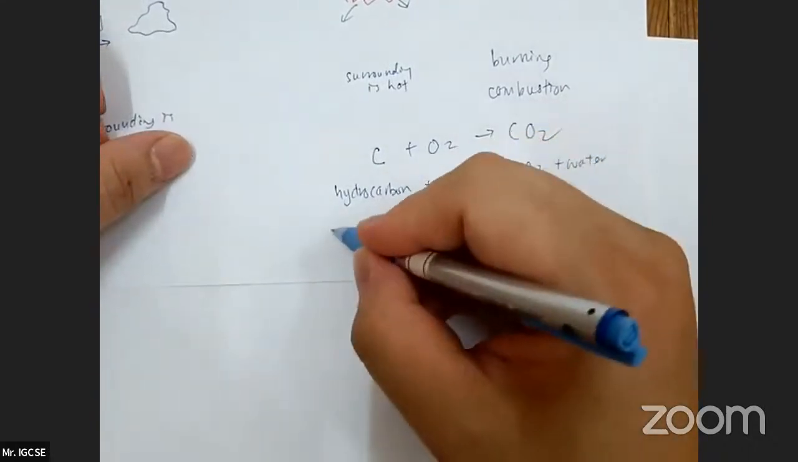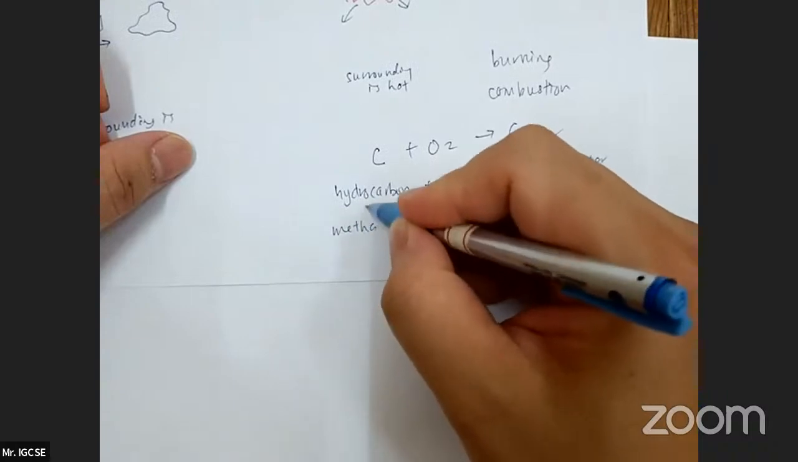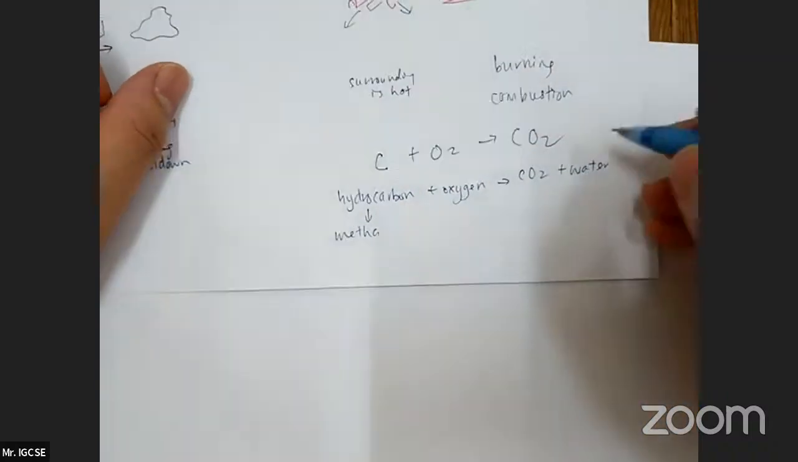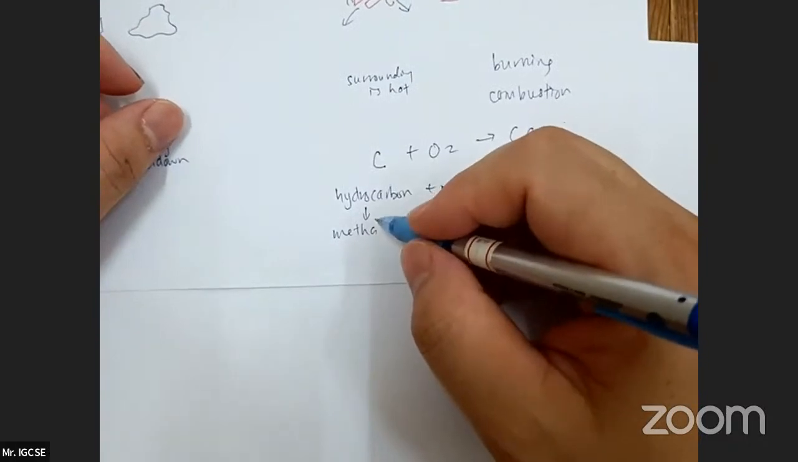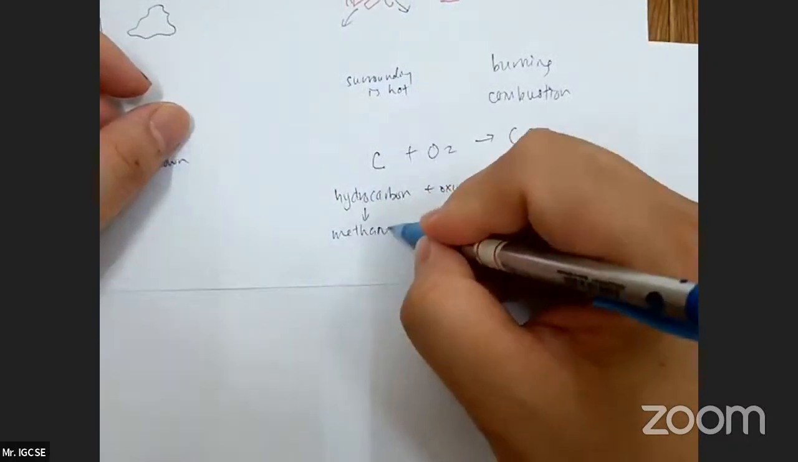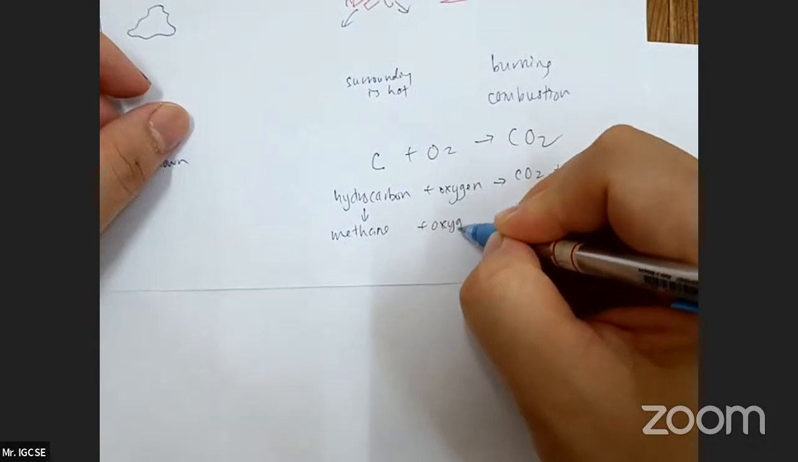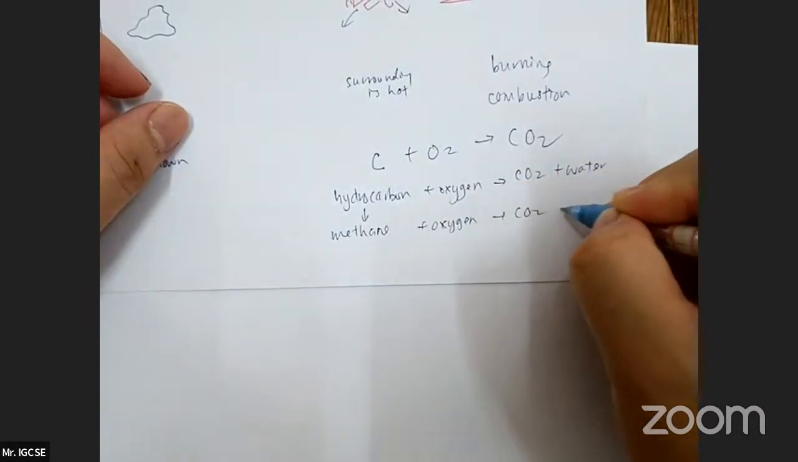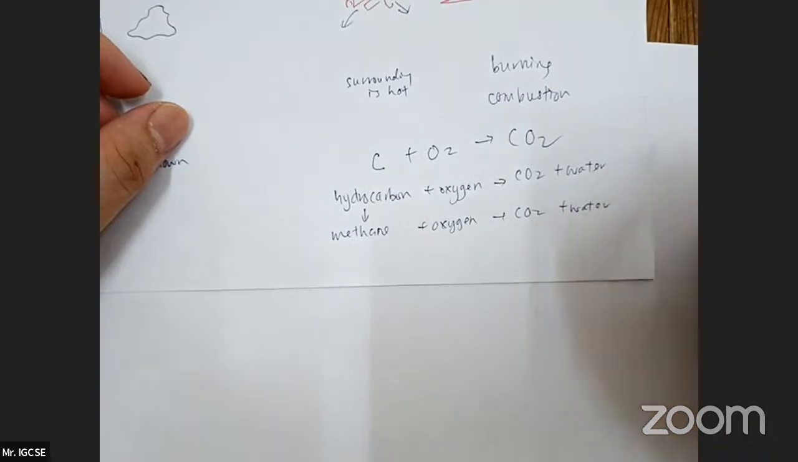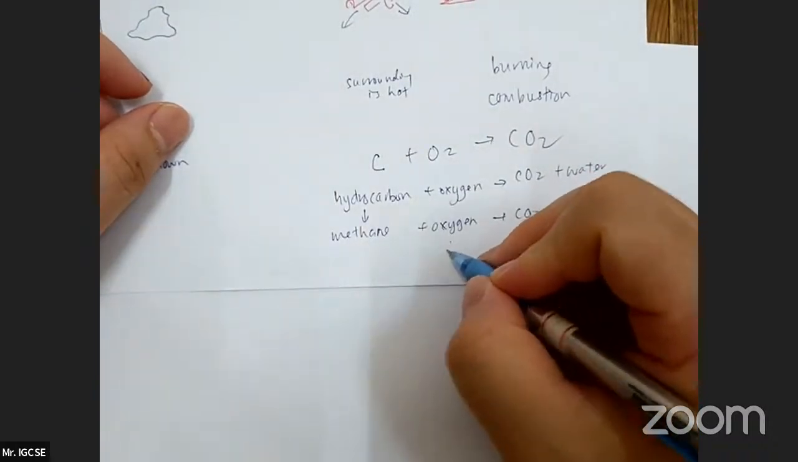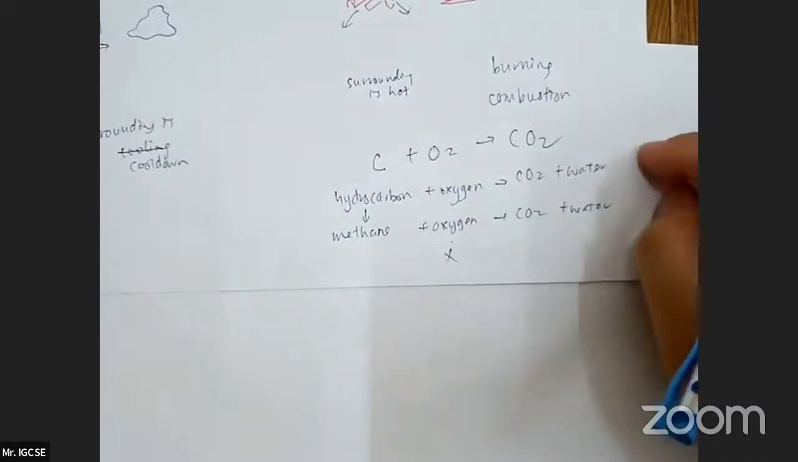Another one will be methane. An example of the hydrocarbon is methane, which is a natural gas, plus oxygen will become CO2 plus water. However, sometimes the oxygen is not enough. So what happened? Let's see. It will become carbon monoxide. Where there is insufficient oxygen to support the complete combustion, so it becomes carbon monoxide.